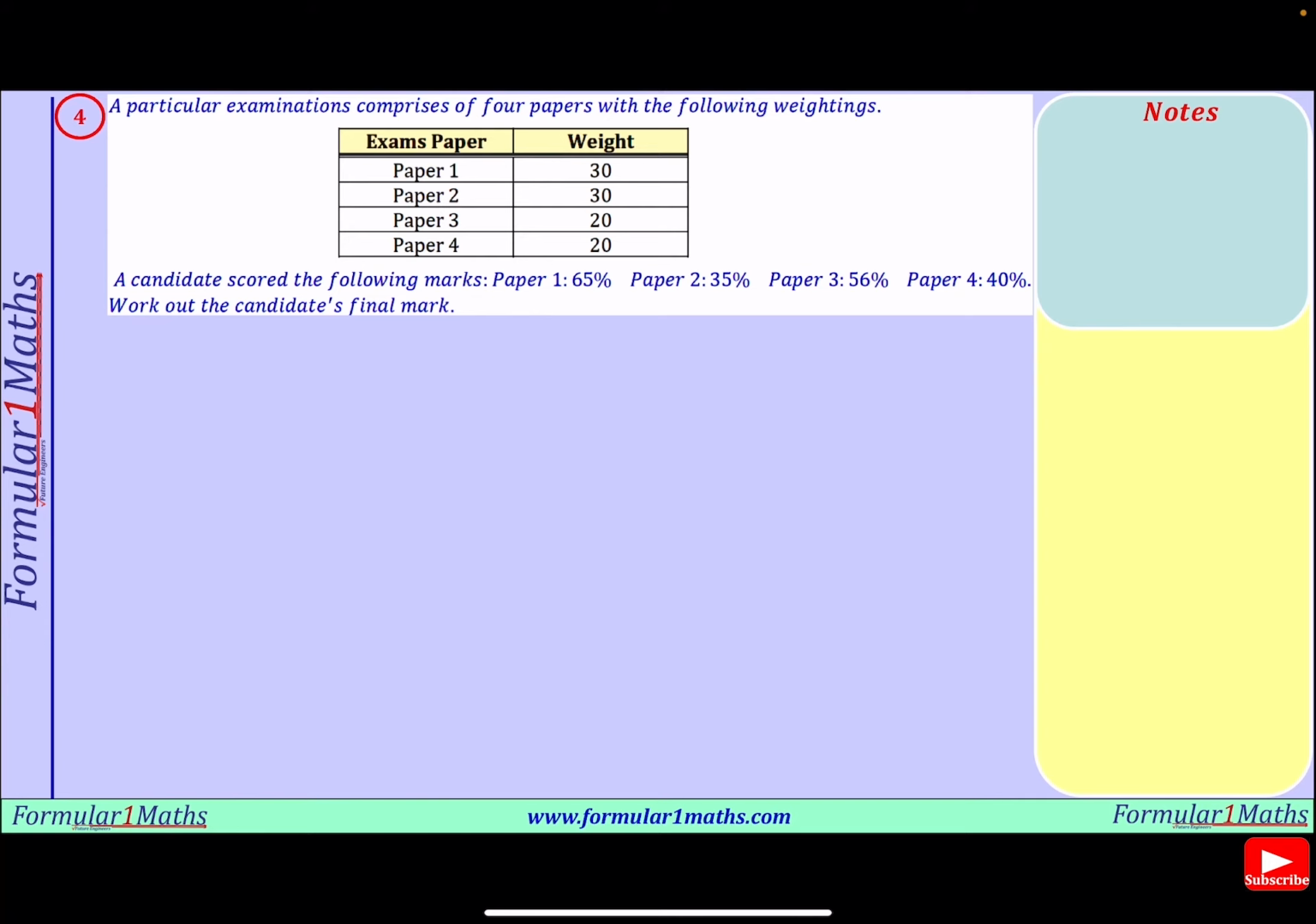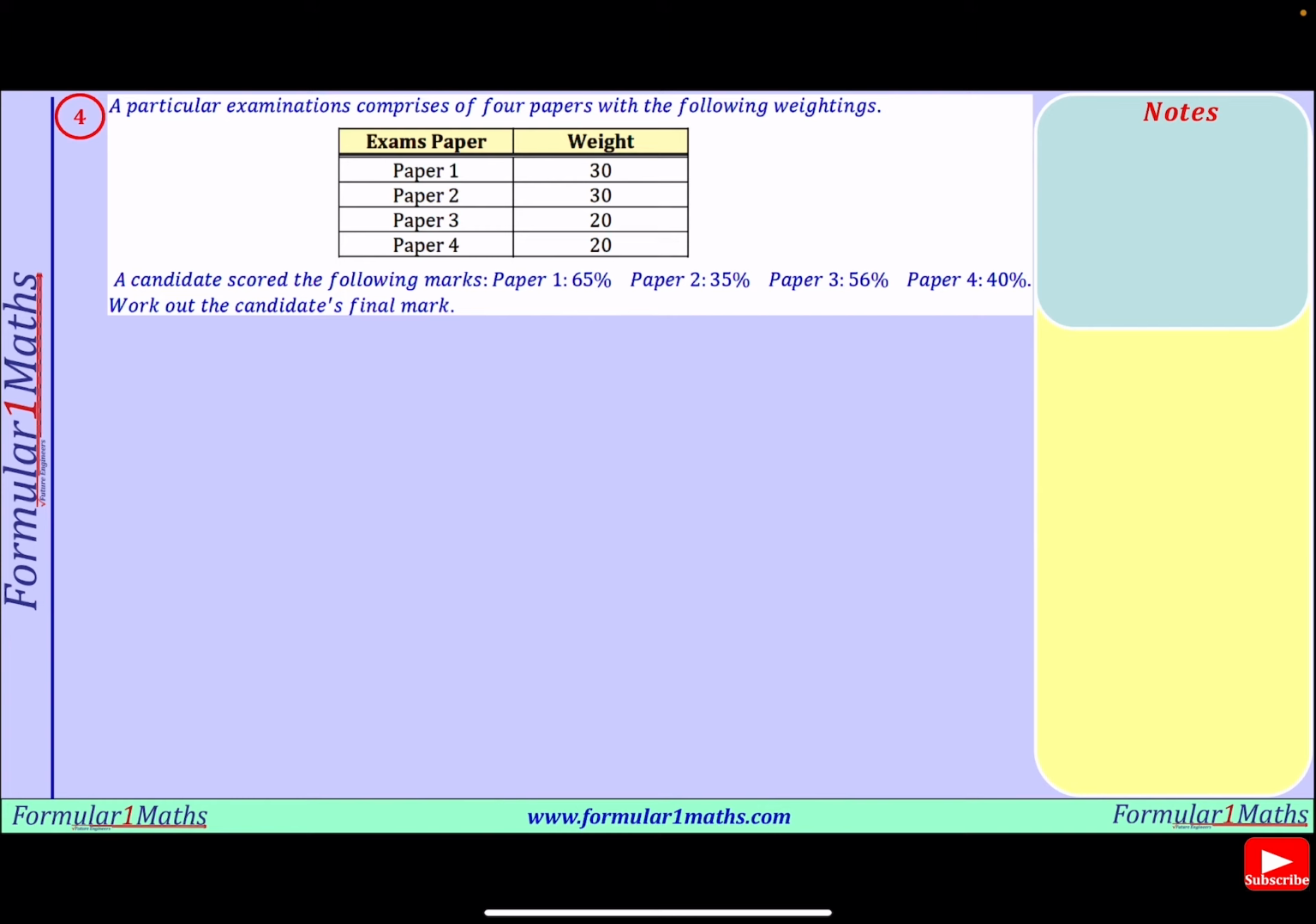Question 4. A particular examination comprises of 4 papers with the following weightings. Paper 1, 30. Paper 2, 30. Paper 3, 20. Paper 4, 20. A candidate scored the following marks. Paper 1, 65%. Paper 2, 35%. Paper 3, 56%. And paper 4, 40%. Work out the candidate's final mark.